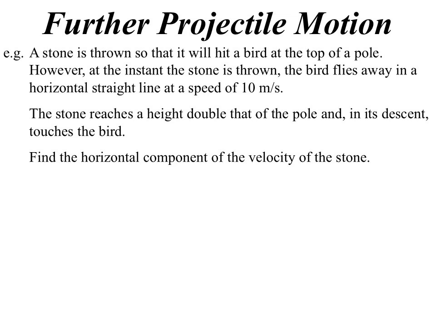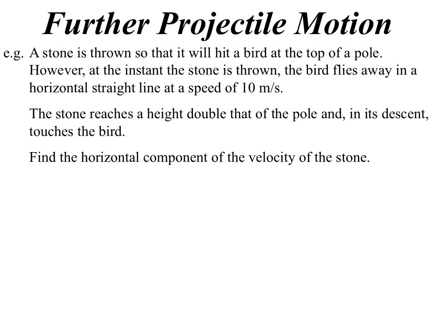So projectile motion is of course in Extension 1, but it does appear in Extension 2 as well, and other things can be put into the problem. This first one here, a stone's thrown so it'll hit a bird at the top of a pole. So a bird sitting on the top of a pole.